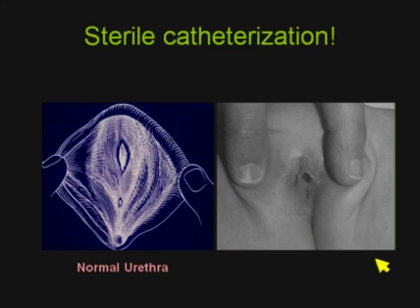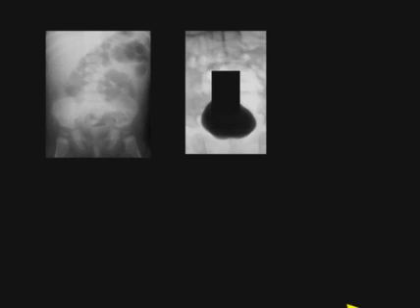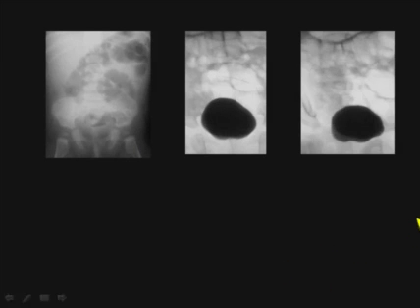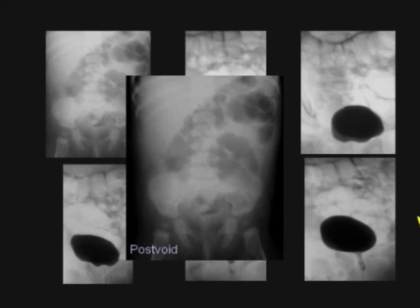Remember that there are some little girls who will come in with labial adhesions and it may be impossible to catheterize them. Premarin cream is used to lyse the adhesions, and this may in fact be the cause of their urinary tract infection. So here's the preliminary scout film, the AP view of the distended bladder, the oblique view during voiding, and then the post-void for residual.